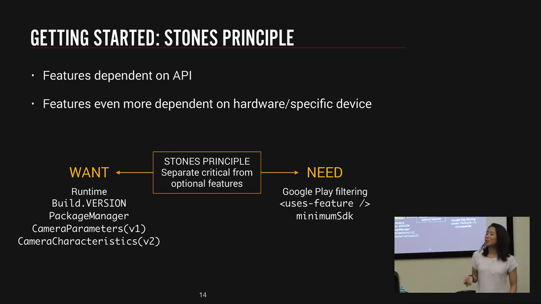Now for things that are not so mission critical, that you could live without, there are a lot of things that you can do to check at runtime. Something we probably have used before is the Build.VERSION value. You can basically check what API your user is on. Oh, okay, so they might have face detection, they might not, so don't show them this part of the UI, show them this part of the UI instead.